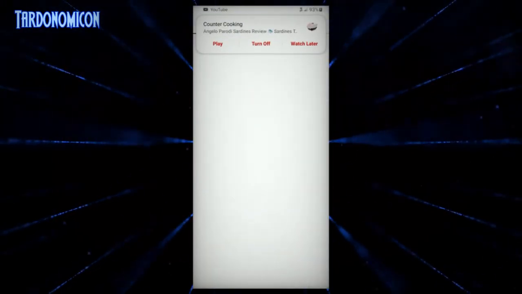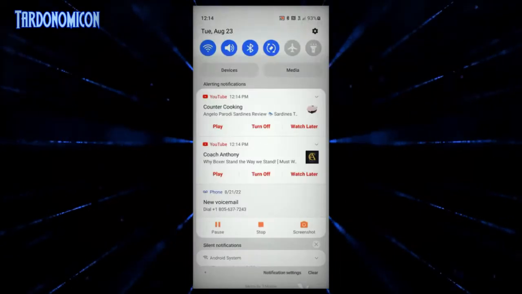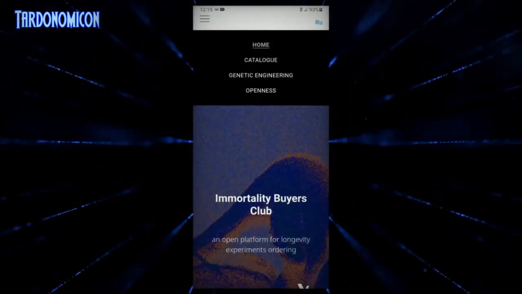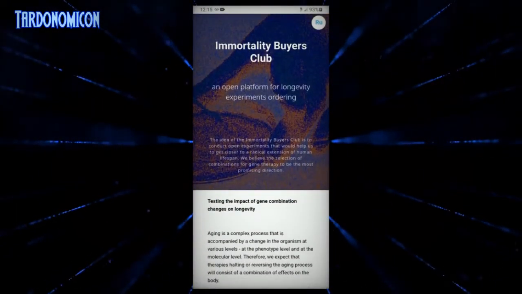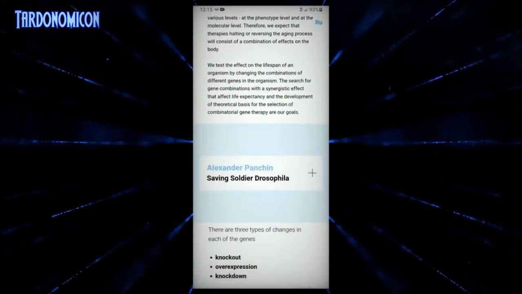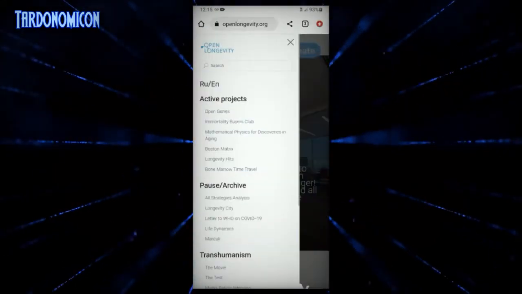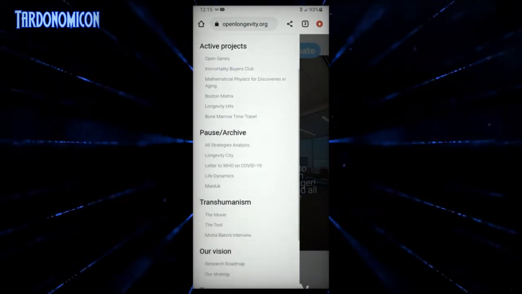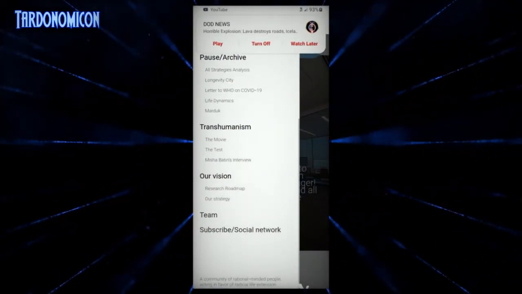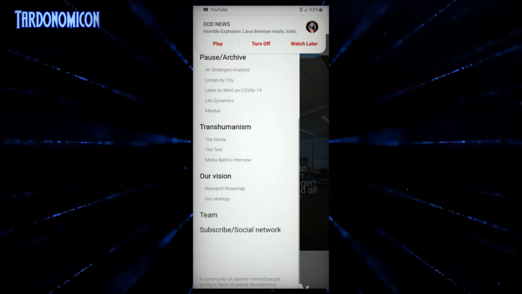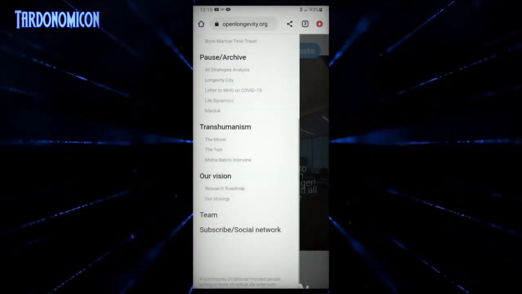The Immortality Buyers Club. Let me get out of here. Aging is, okay, this goes on about that. Okay, I wasn't going to read more. This shows you to read more, okay. So, this is about transhumanism, vision. Okay, let's go into the research roadmap.